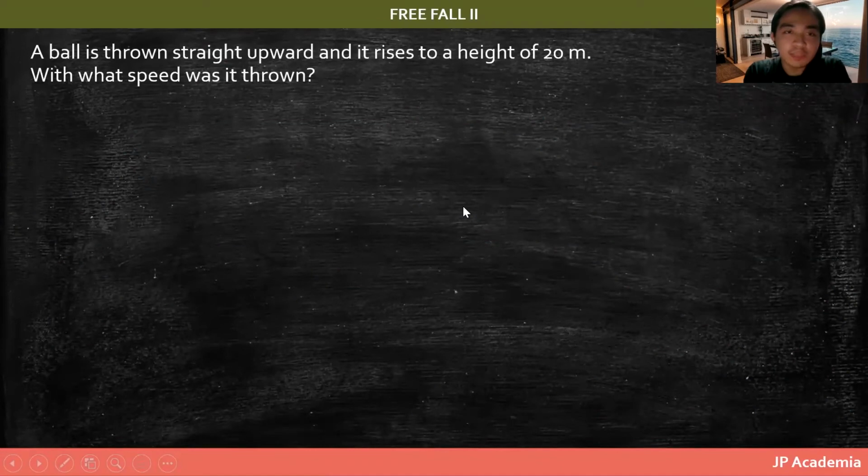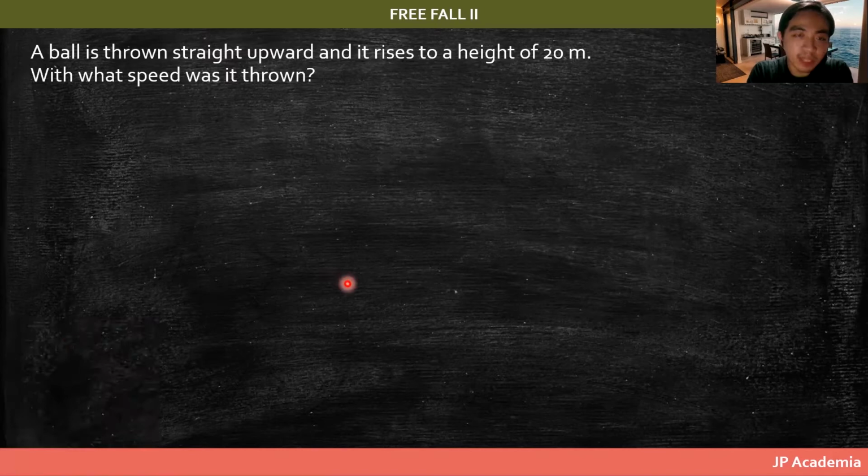Okay, so for the next problem, this is still for free fall, the second problem. A ball is thrown straight upward and it rises to a height of 20 meters. Okay, so binigyan tayo ng height na 20 meters. With what speed was it thrown? So, yun yung tanong sa problem na to.